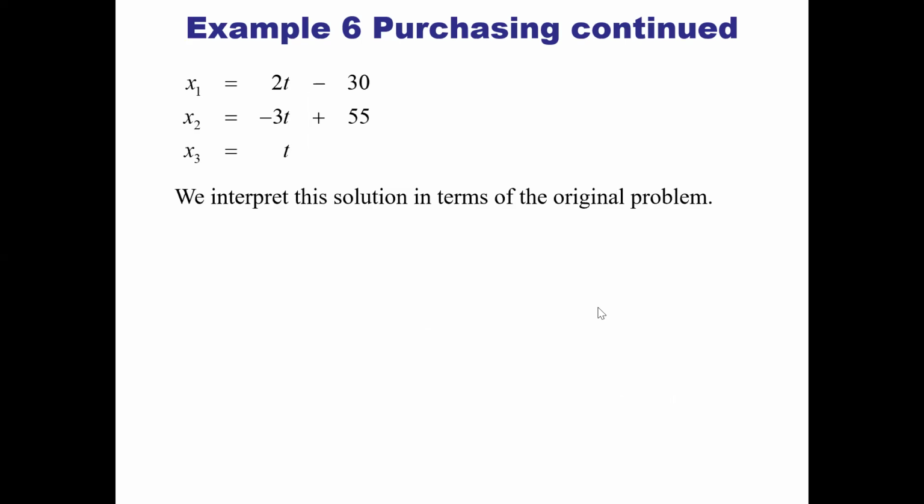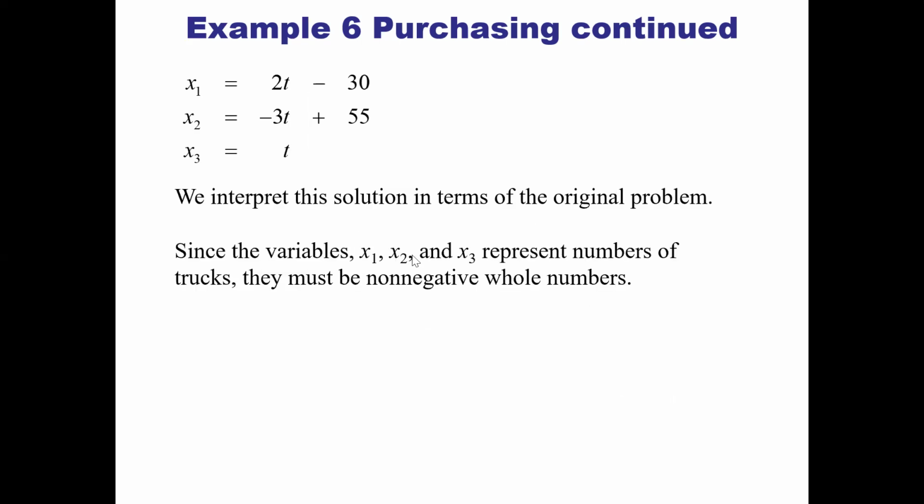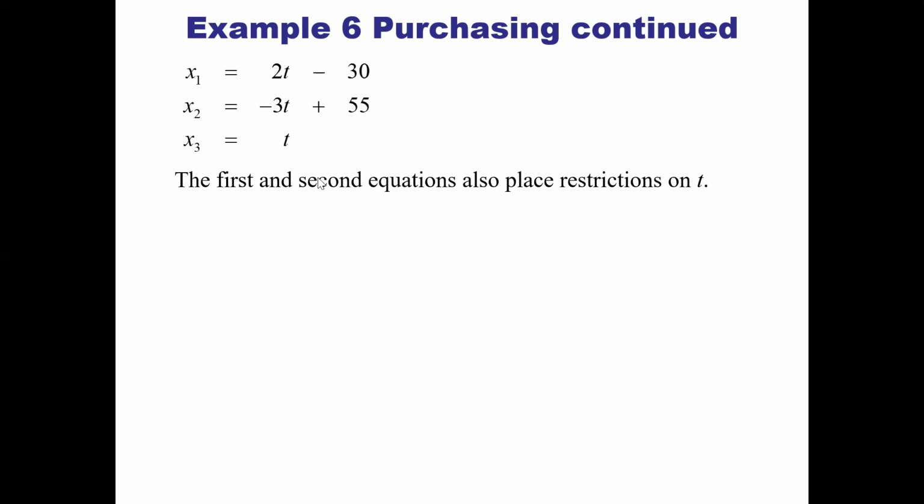So let's state it in terms of the original question. Those are representing the numbers of the trucks. They have to be non-negative whole numbers. You can't have a negative truck. And so t is some kind of non-negative whole number, but it has to be less than 25 because remember, 25 is the total. And so the first and second equations also place restrictions on t.